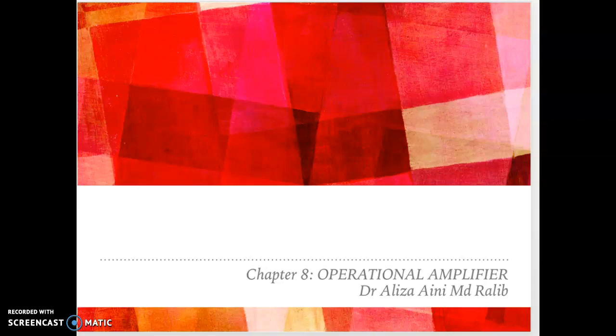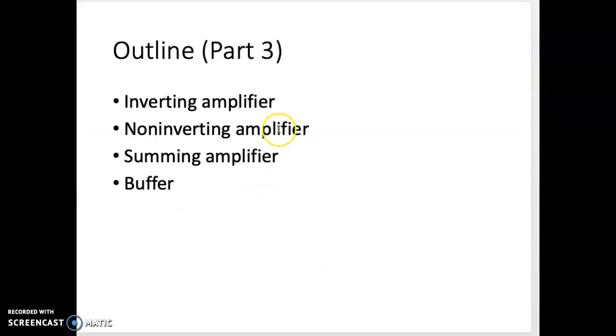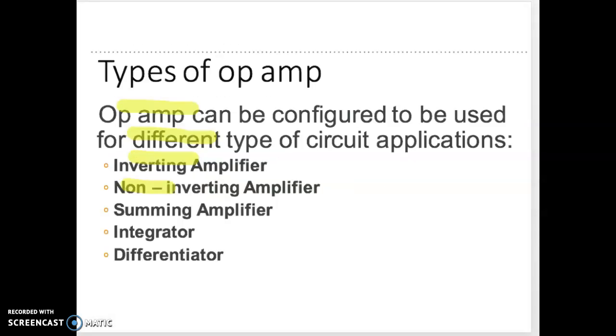So what you're going to learn today is the types of op-amp. The first one is what we call inverting. The second one is non-inverting. The third one is summing, and the last one is buffer. Okay, so let's go one by one through the types of the op-amp. We have the inverting amplifier, non-inverting amplifier, summing amplifier, which means it will do summation, integrator and differentiator.